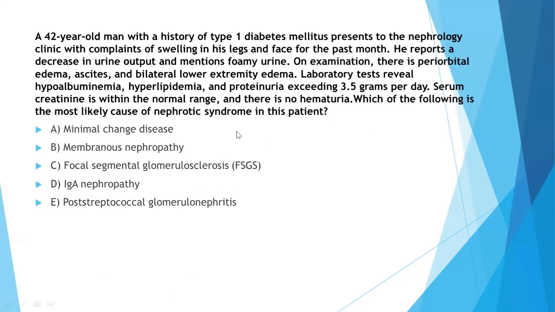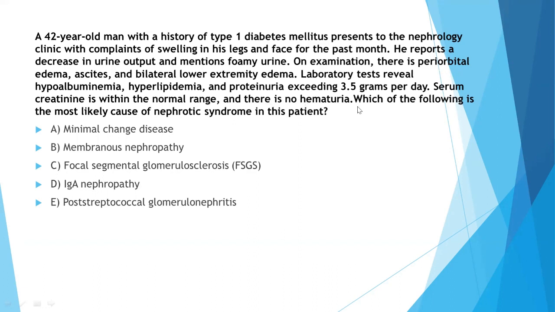We have one more question here. So which of the following is the most likely cause of nephrotic syndrome in this patient? A 42-year-old man with a history of type 1 diabetes mellitus presents to the nephrology clinic with complaints of swelling in his legs and face for the past month. He reports a decrease in the urine output and mentions foamy urine. On examination, there is periorbital edema, ascites, and bilateral lower extremity edema. Lab tests revealed hypoalbuminemia, hyperlipidemia, and proteinuria exceeding 3.5 grams per day. Serum creatinine is within the normal range and there is no hematuria.